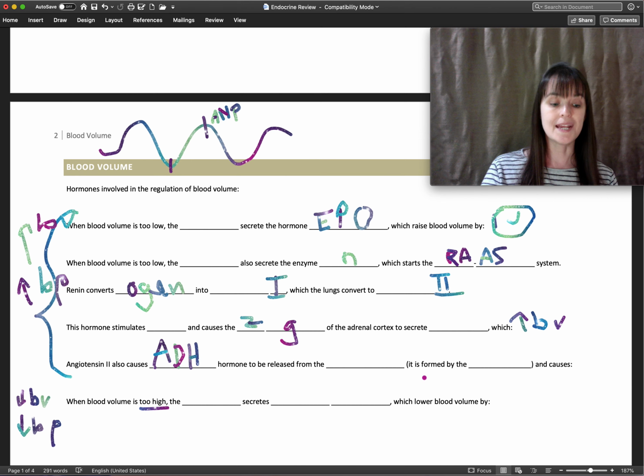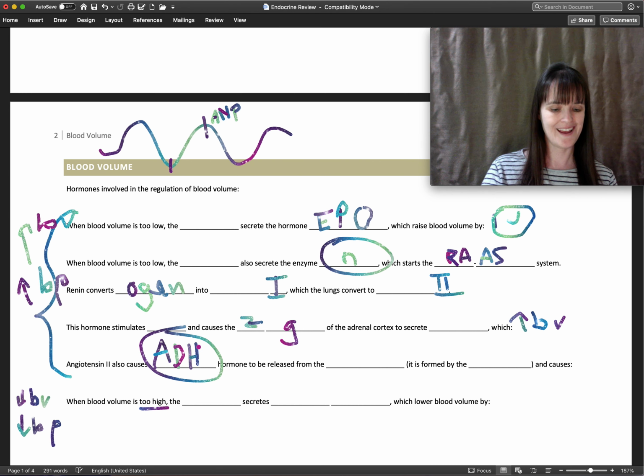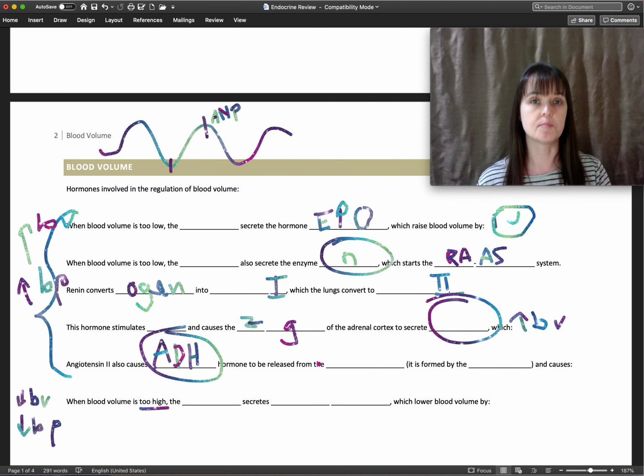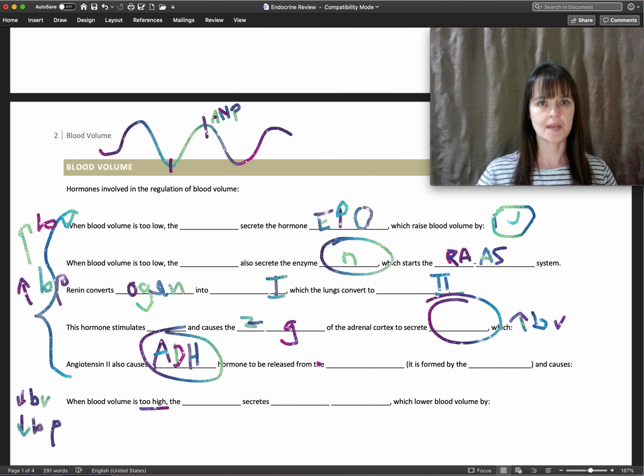It also inhibits renin, ADH, where did ADH go? And aldosterone. So it inhibits the three that I just circled. It suppresses thirst and it prevents other increases of blood pressure. Next page.